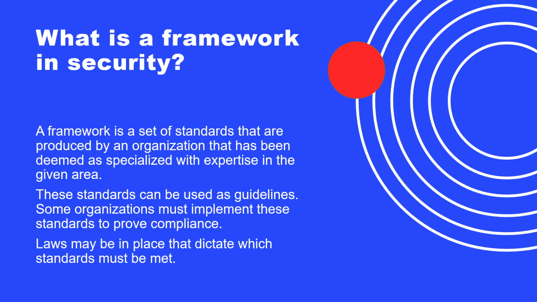Some examples of industries that have certain laws in place are healthcare, education, specifically those with minors, K through 12. Also, some financial institutions, anything that has to do with payment card industry standards.